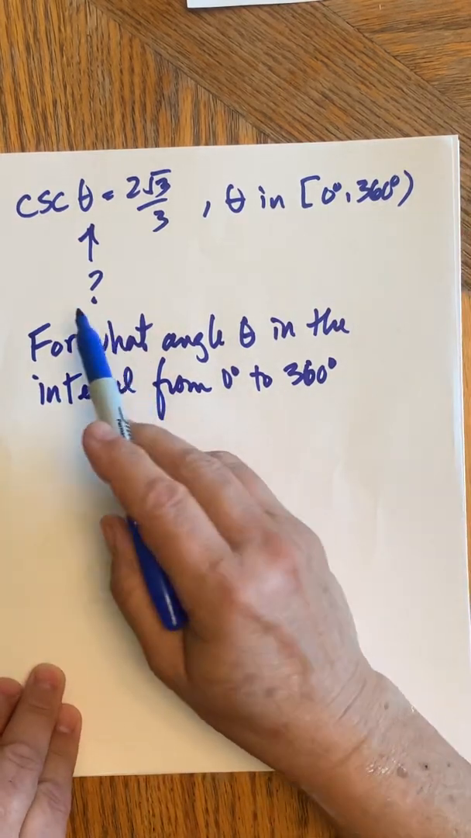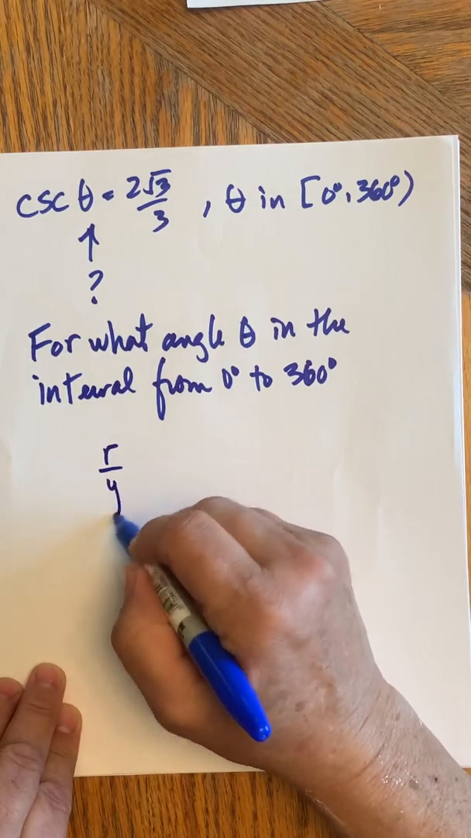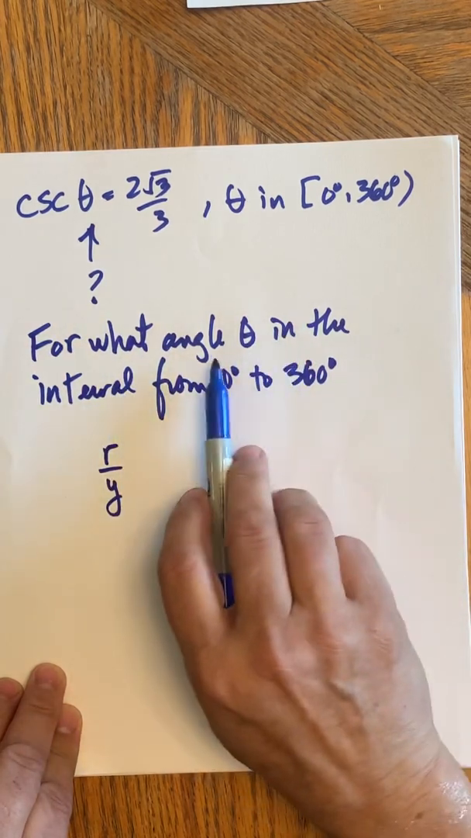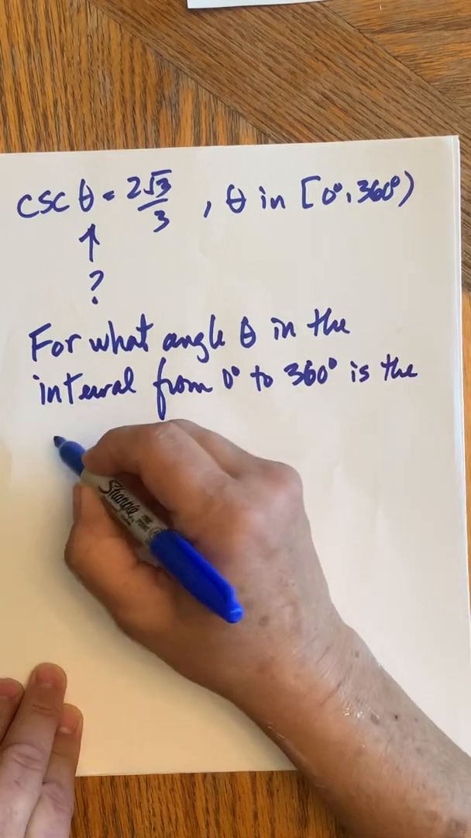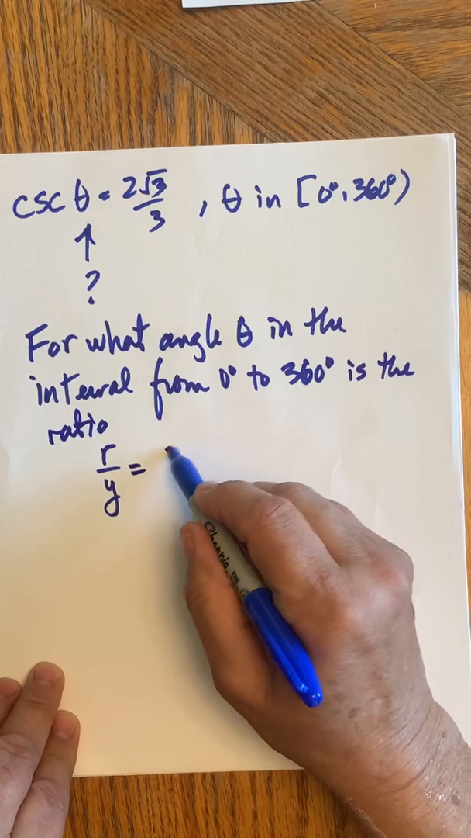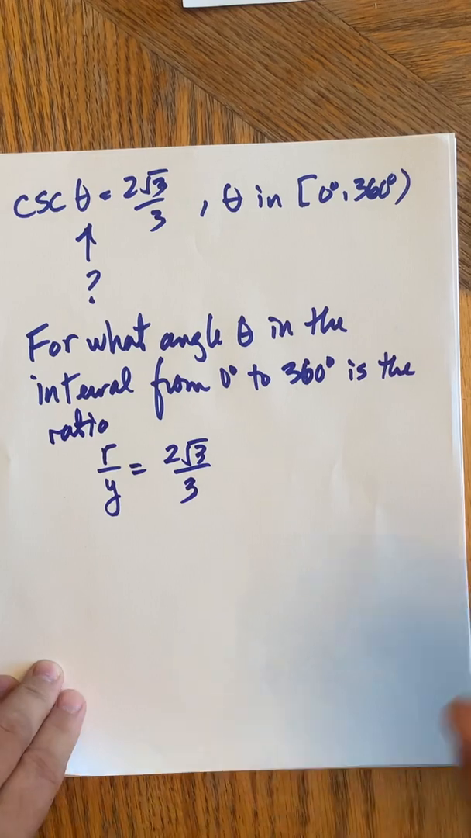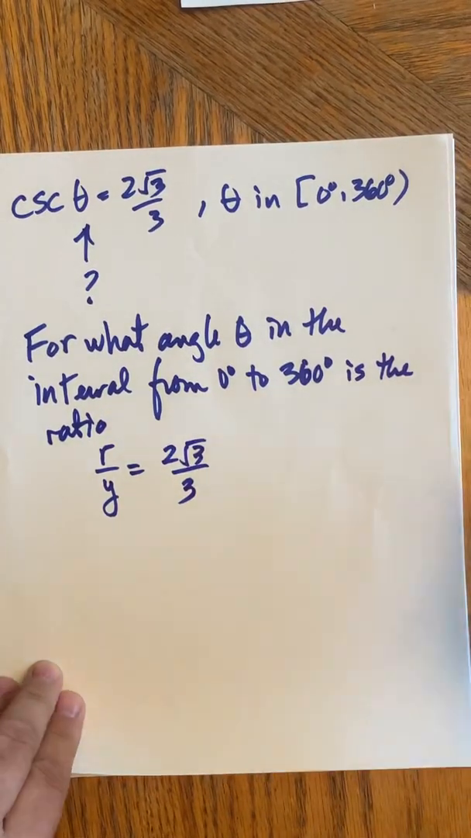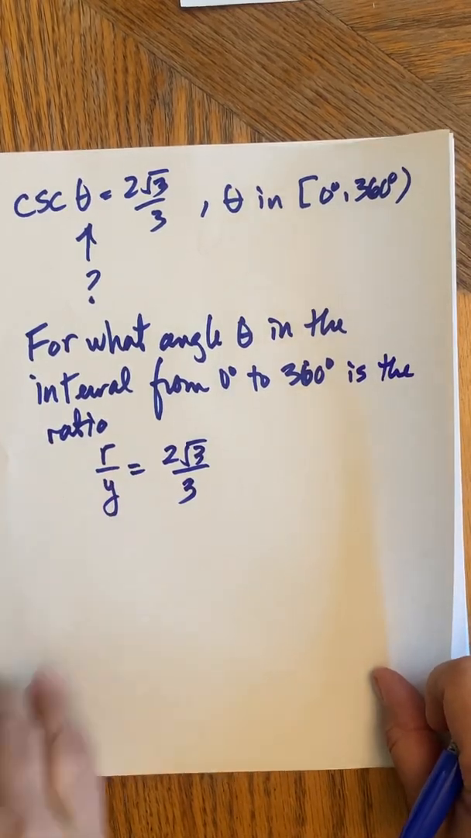What I would do is this. First, I would say, okay, what's the definition of cosecant? Well, the definition of cosecant is r over y. So you're really asking for what angle theta in the interval from 0 to 360 is the ratio r over y equal to 2 square root of 3 over 3, right? This might be a little hard to recognize at first, but if I'm looking for r over y, I can use the unit circle.